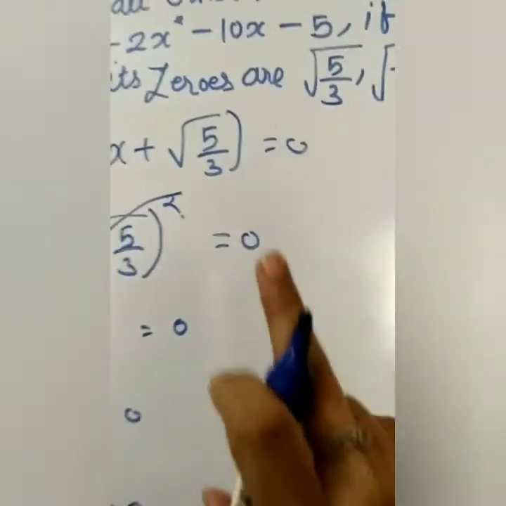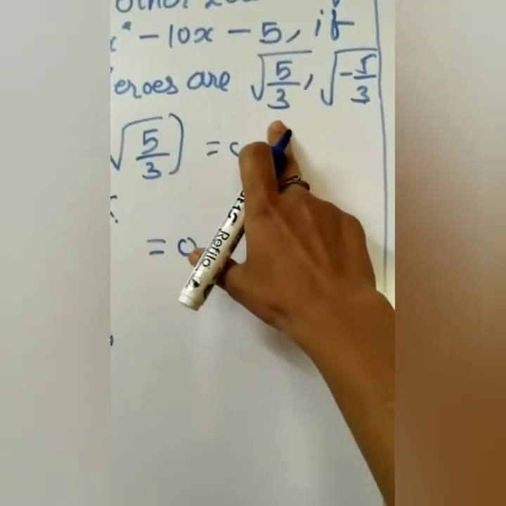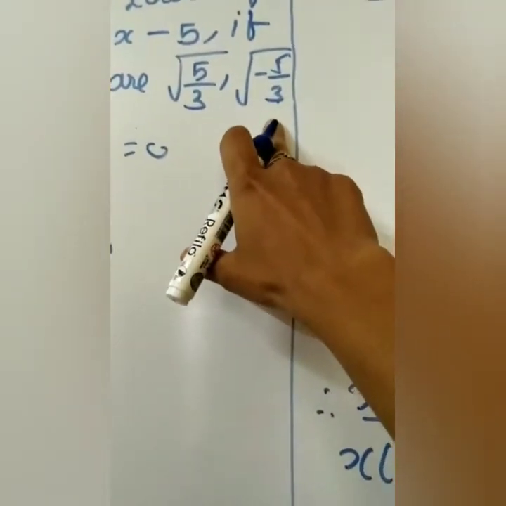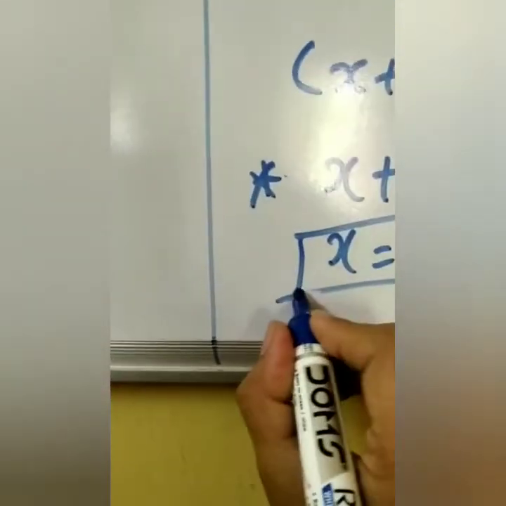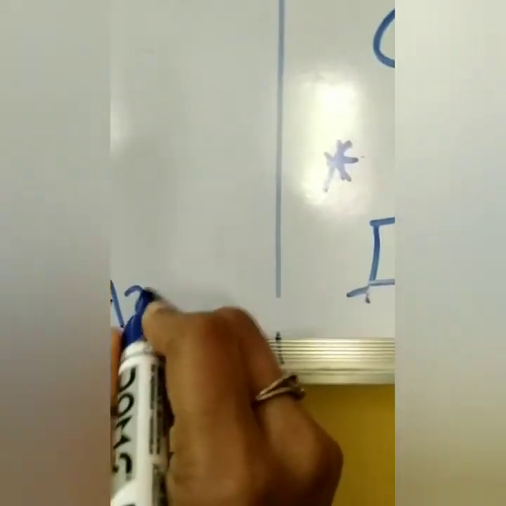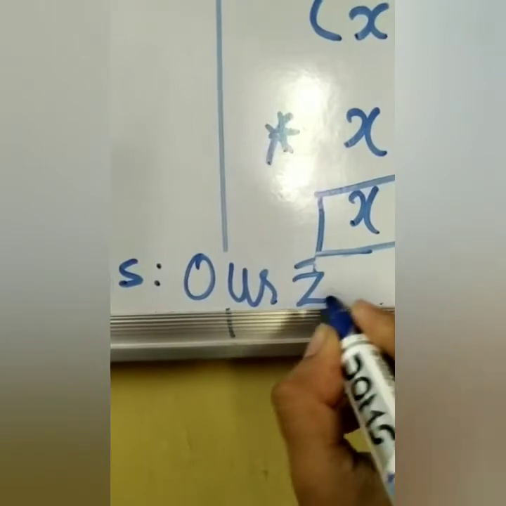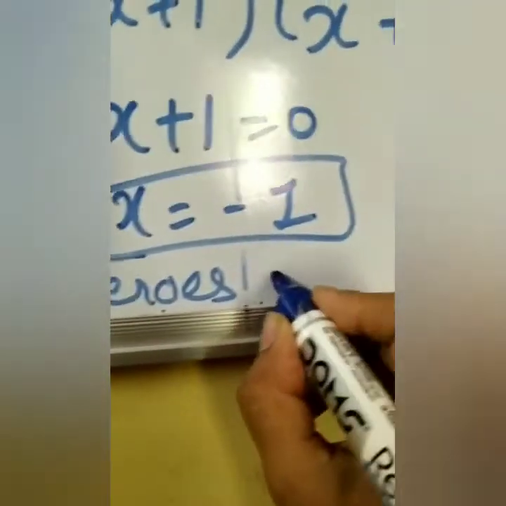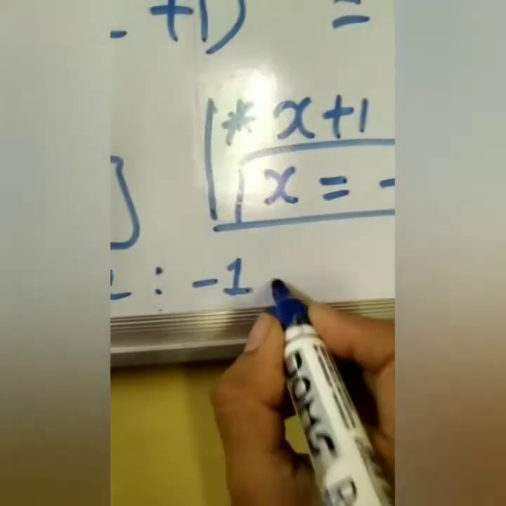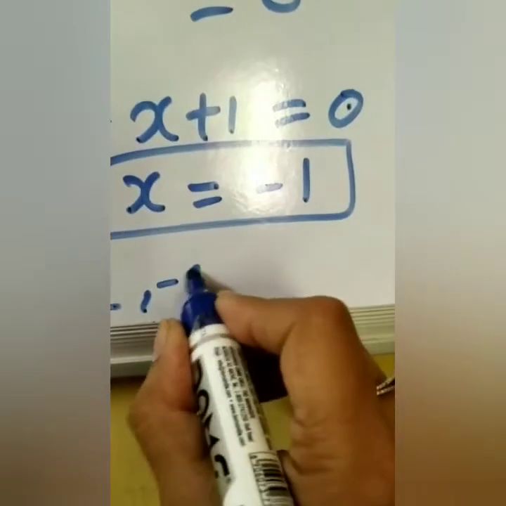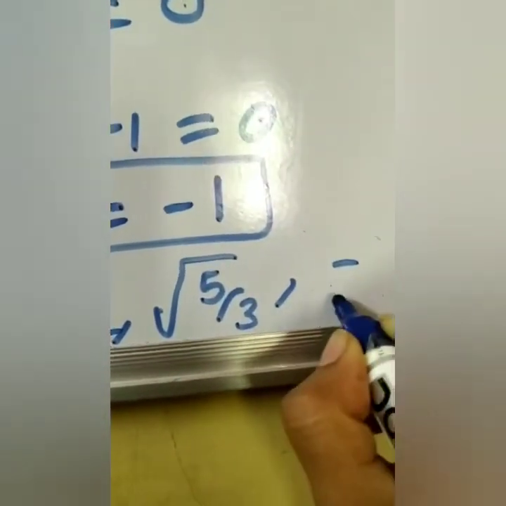So here they ask us to obtain all the zeros. We have 2 zeros as under root 5 by 3 and minus under root 5 by 3, another 2 zeros we got as minus 1, minus 1. So here we will finally write our answer. Our zeros are minus 1, minus 1, under root 5 by 3, and minus under root 5 by 3.